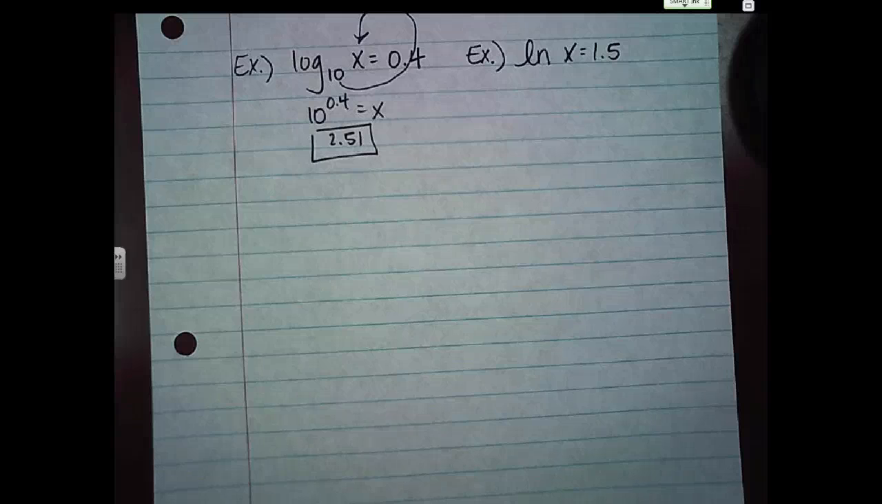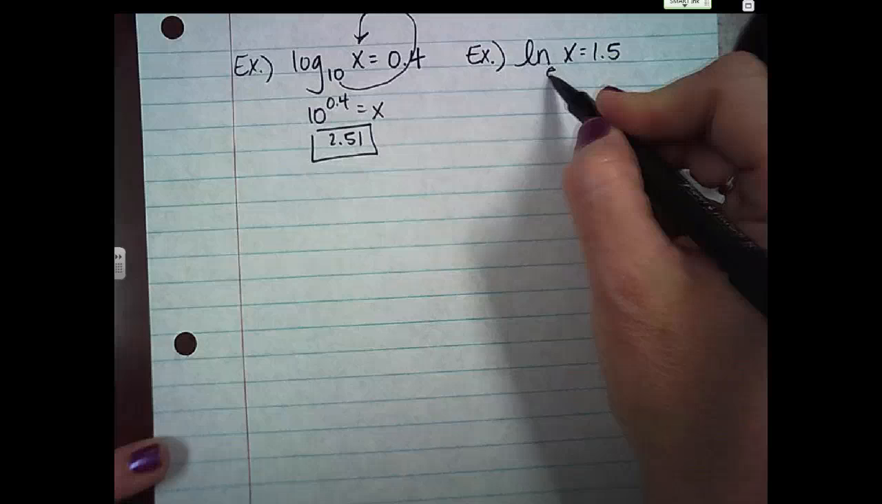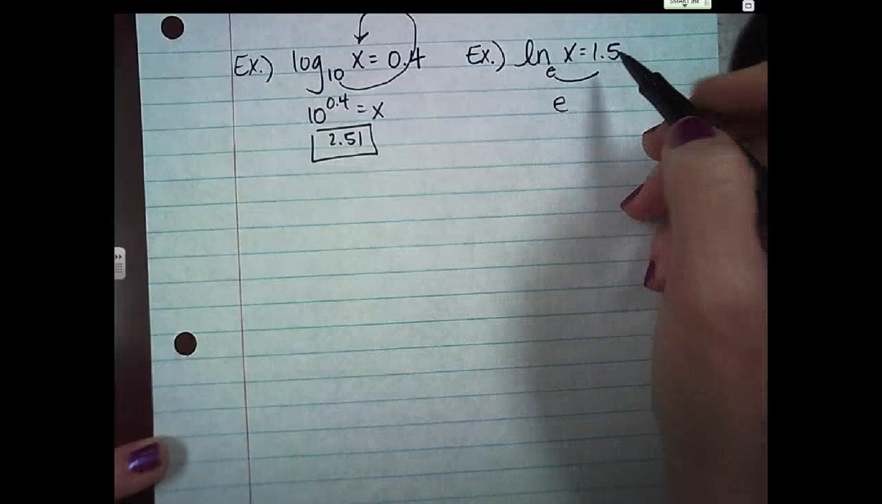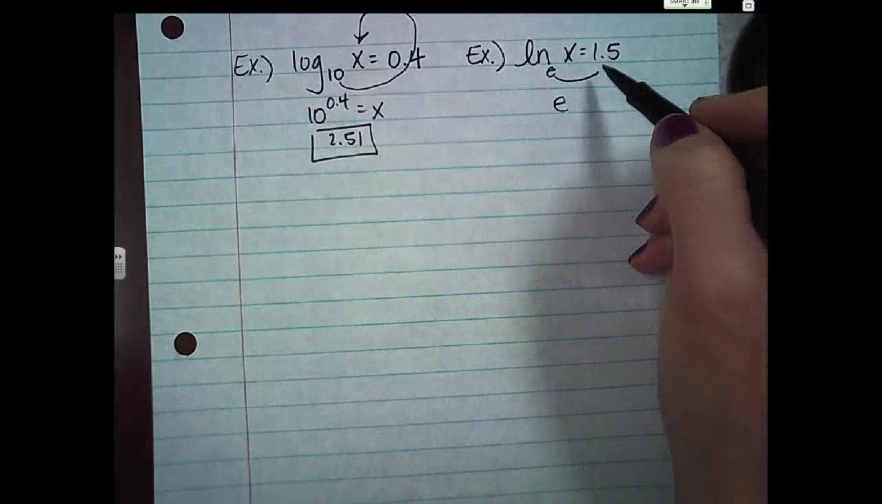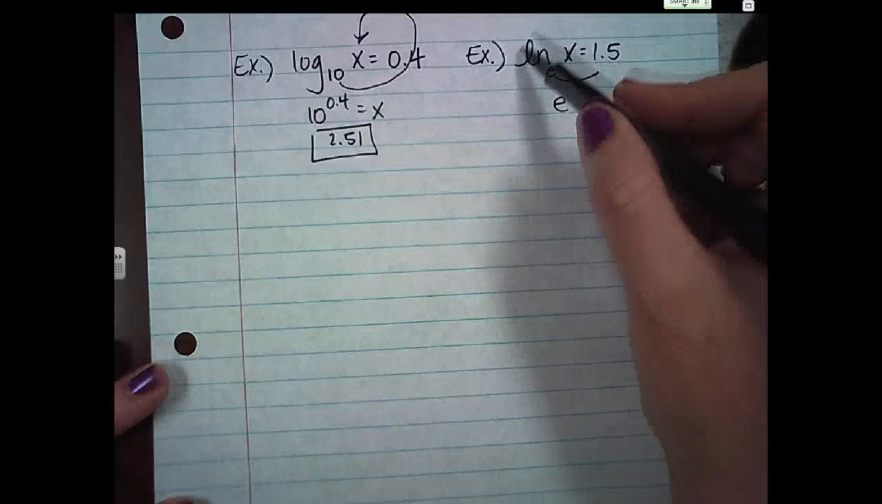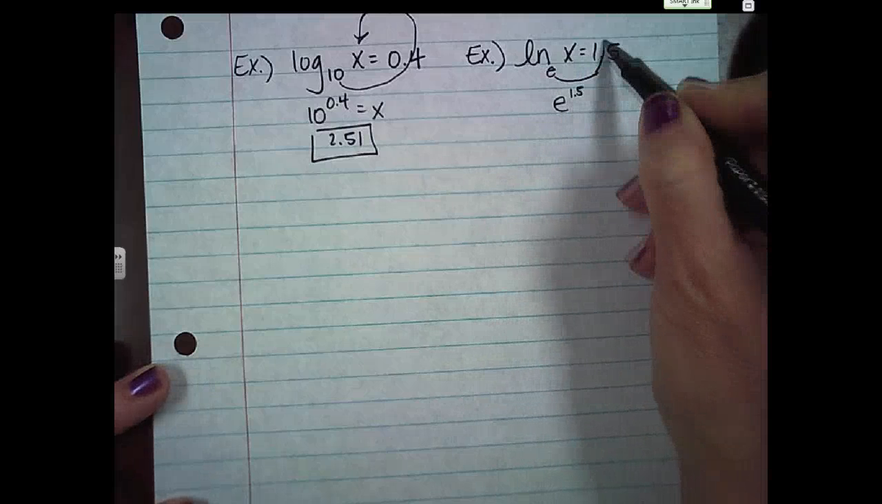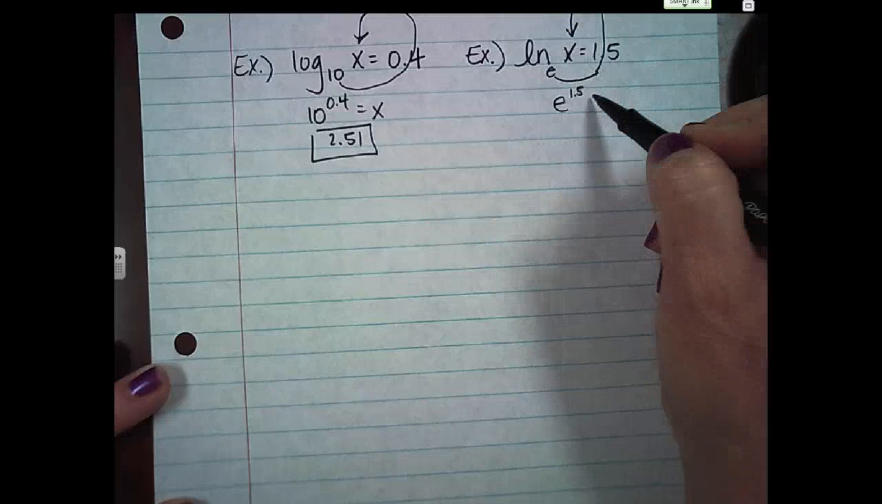Okay, do I know the base? What's the base? E. Do I know the exponent? Heck yeah, I know the answer. If you know the answer to a log, you know the exponent. That's what a log is. The log is an exponent. So here's my log, and here's my answer. So 1.5 is the exponent. And where did I land? Back here at the answer.